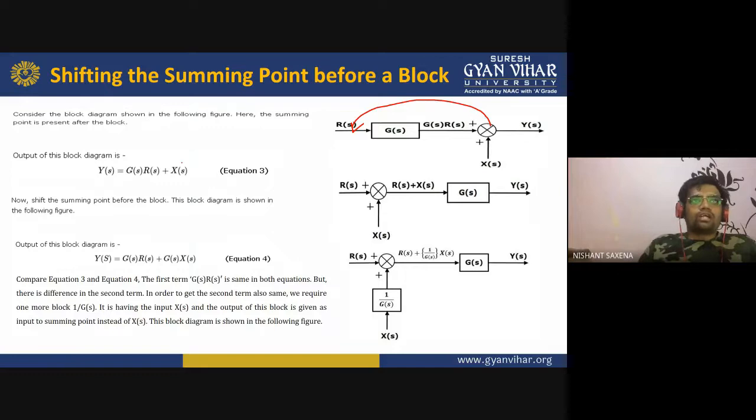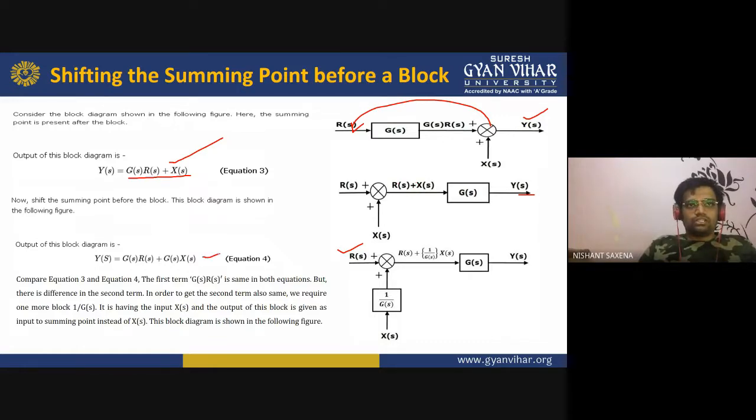The output of this block diagram is Y equal to G(s) into (R(s) plus X(s)). Now we have to keep this equation number 3 as it is, similar to when we had moved it towards this side. Now look at diagram number 2. We have shifted it, but we have not done any operation on this one. So the output is equal to G(s) into R(s) plus G(s) into X(s).